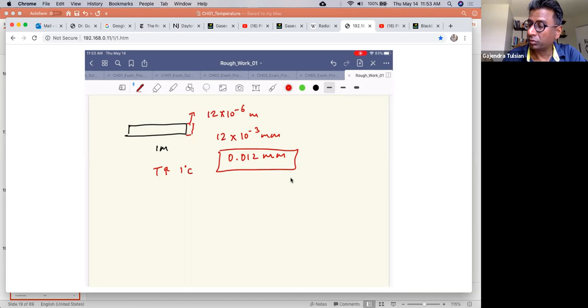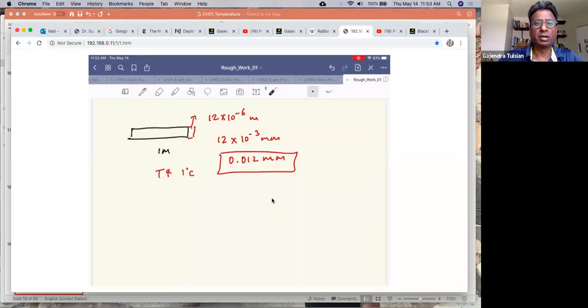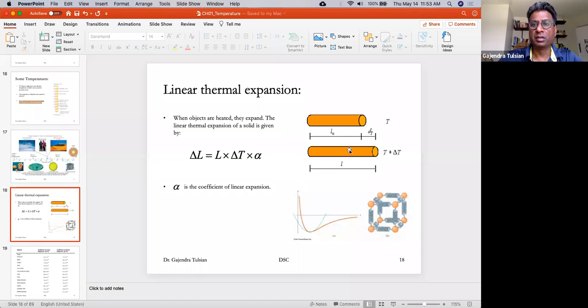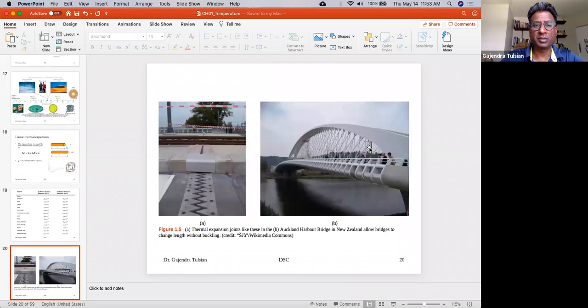Now, you wonder, why do we care if it expands by that little amount? It's 1 part in 100,000. That's what it amounts to, and that's what we are studying. Here's an object, you raised its temperature and it expanded. So here's where it comes into play.